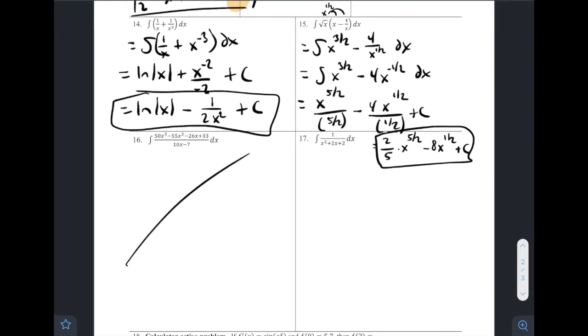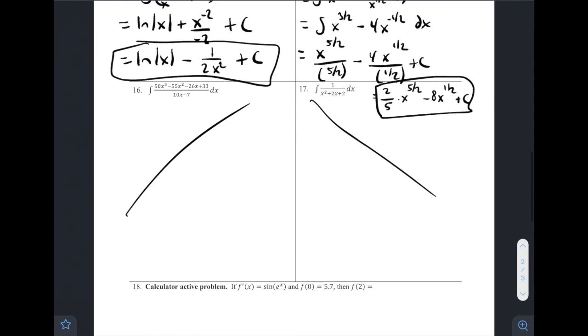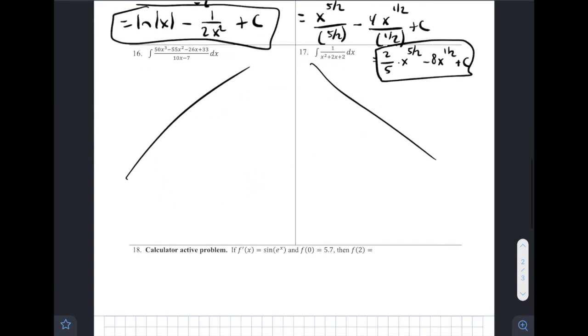16 and 17 we're going to skip because those were topics from 5.10, or rather 6.10, which we did not do in this chapter. This one looks like it's going to be one we're going to use division for to simplify. This one we could do with completing the square. But again, those are not topics that we're going to be covering this year.